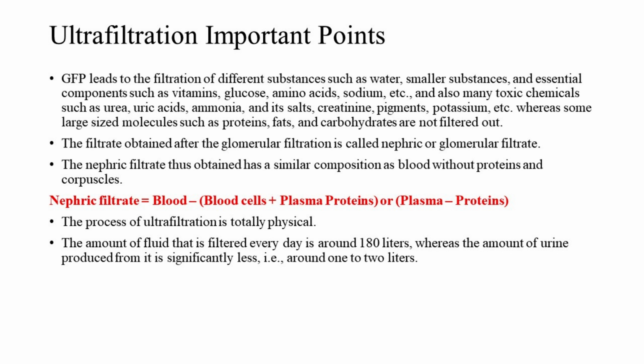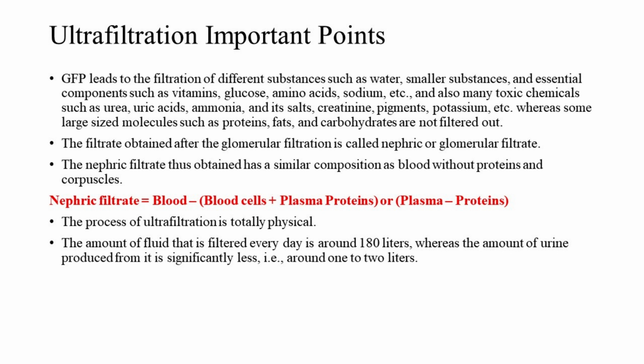The filtrate obtained after the glomerular filtration is called nephric or glomerular filtrate. The nephric filtrate thus obtained has a similar composition as blood without proteins and corpuscles. Nephric filtrate equals blood minus blood cells and plasma proteins. The process of ultrafiltration is totally physical.